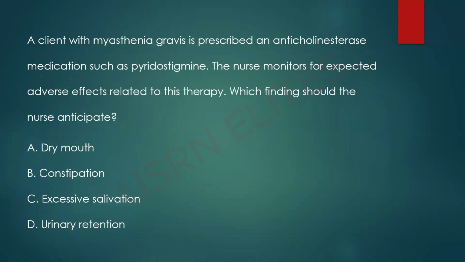Okay, the next one. I think this will be the last but one also. A client with myasthenia gravis is prescribed an anticholinesterase medication such as pyridostigmine. The nurse monitors for expected adverse effects related to this therapy. Which findings should the nurse anticipate? A. Dry mouth. B. Constipation. C. Excessive salivation. D. Urinary retention.